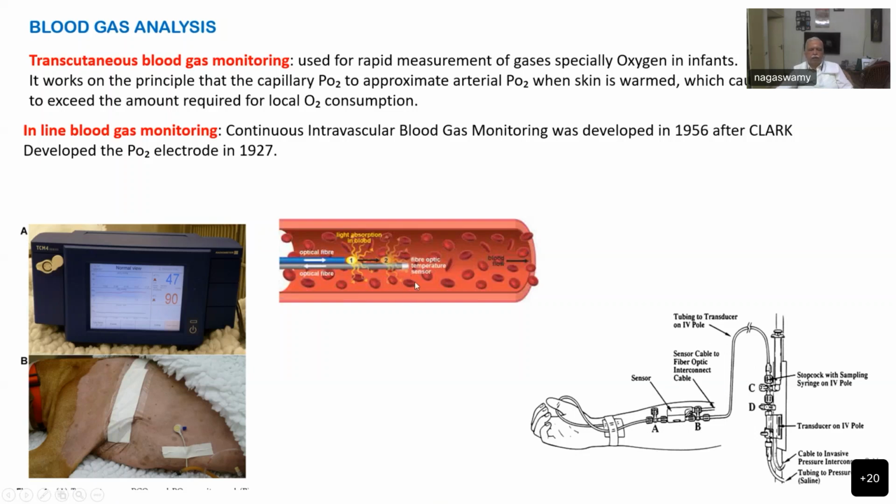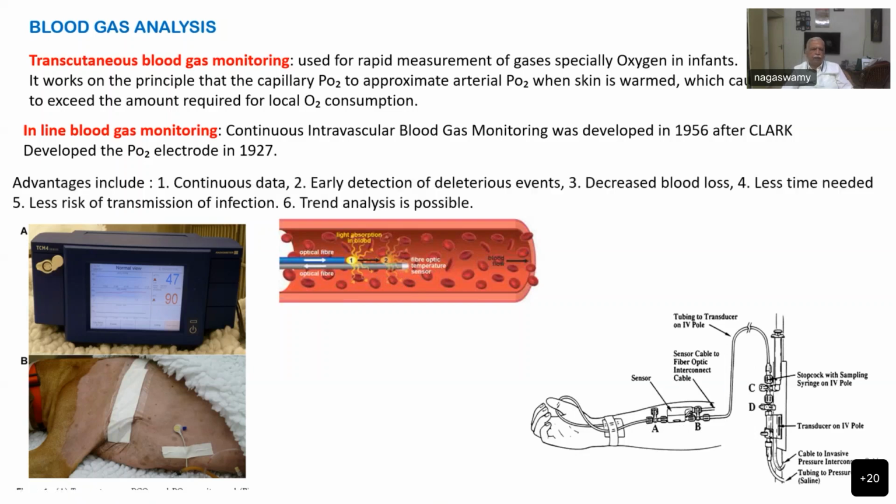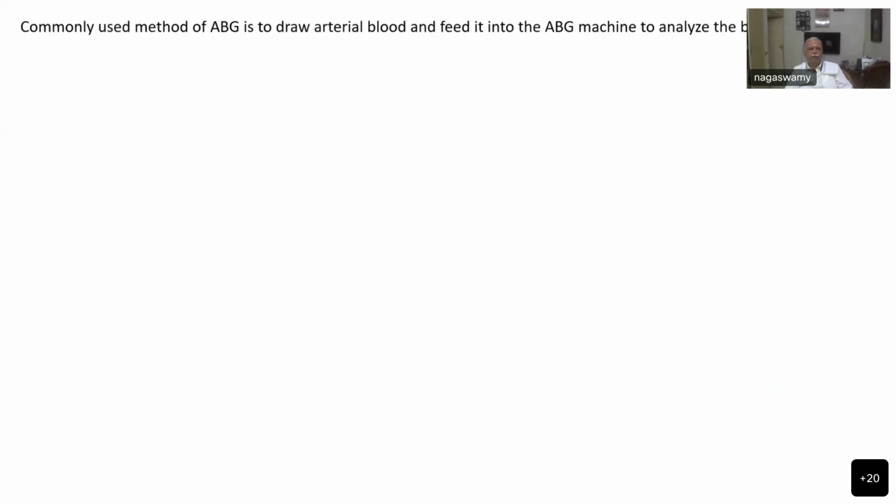Earlier we were drawing a sample and then sending it to the lab to be analyzed in the blood gas machine, but nowadays inline measurements also have come. The advantages are they give continuous data, early detection of deleterious events, decreased blood loss, less time needed, and less risk of transmission of infection, and trend analysis is also possible. How the trend in oxygenation and carbon dioxide levels and pH is maintained, all that can be seen.